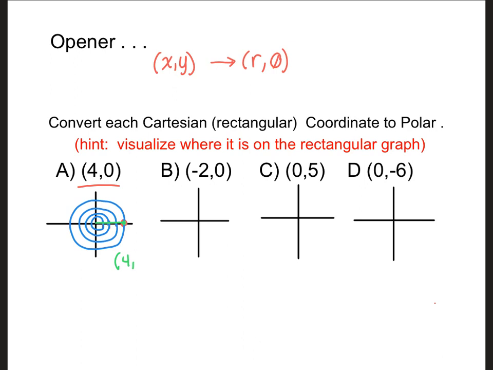And then the angle that we are at, now this angle can actually be named multiple ways. We could call it 0, we could call it 360 degrees, we could call it 0 radians, or we could call it 2 pi radians. So when I'm naming this angle, I could technically use any of those. I could call it 4, 0 again. I could call it 4, 360. I could call it 4, 2 pi. Again, just some different options.